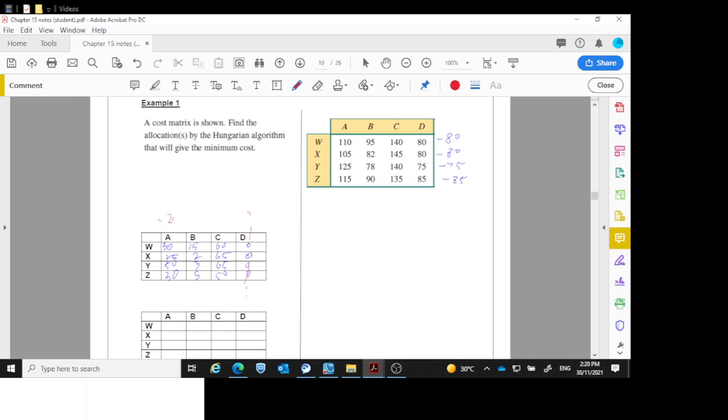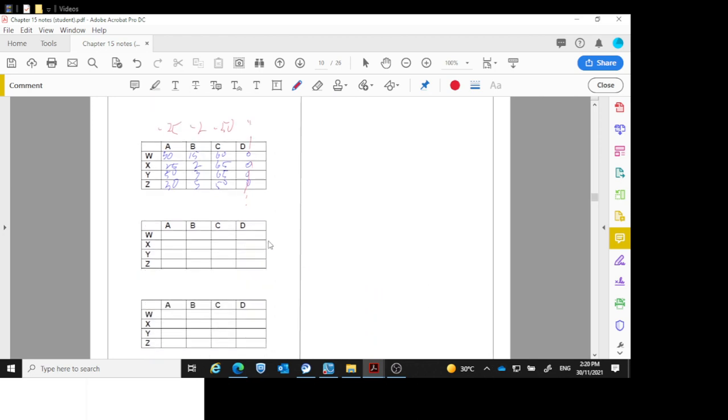I'm going to take away 25. That's the smallest one. Column B, take away 2. Column C, take away 50. And that one stays as it is. So when I do that one, I end up getting 5, 0, 25 and 5.